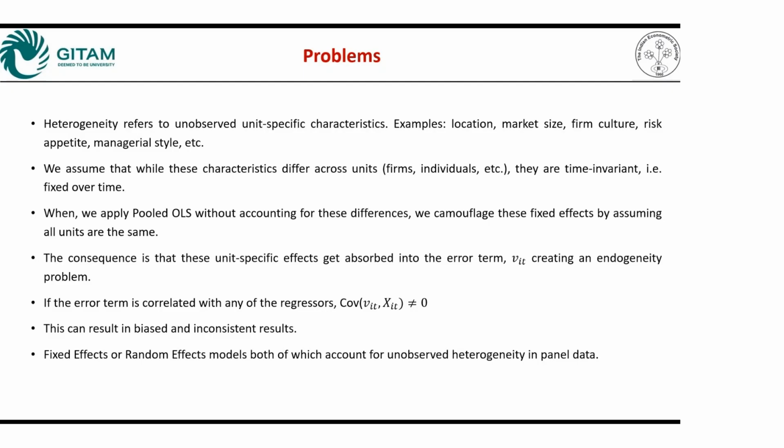Now, if the error term is correlated with any of the regressors, this can result in biased and inconsistent results. You will get the result because the software will give you the result, but the result will be inconsistent and biased. The fixed effect or random effect model, both of which account for unobserved heterogeneity in the panel data, is where we have to move further. Is it okay? Is it clear to you?